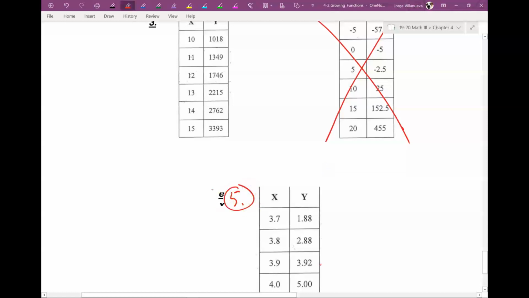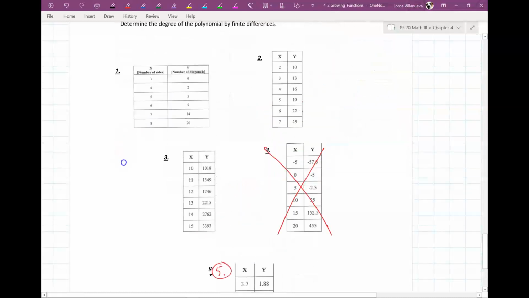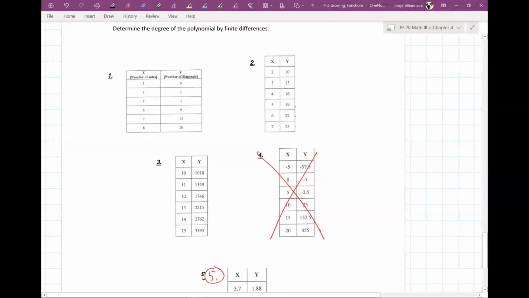Okay. So what your homework is going to be, they tell you to determine the degree of the polynomial by finite differences. Okay. In other words, do your subtraction. And when you do the subtraction, once you find out when it did it, let's say it took 3 differences, then just put 3rd degree polynomial, 2nd degree polynomial. Or you can say degree of 2, degree of 3, degree of 4. Okay? But that's all you guys have to do.